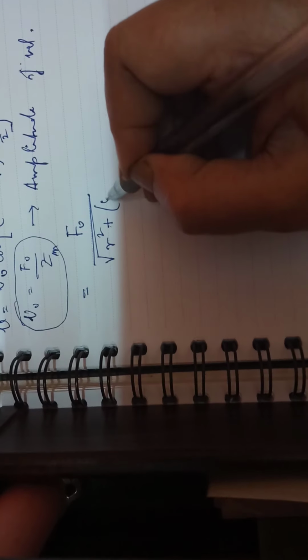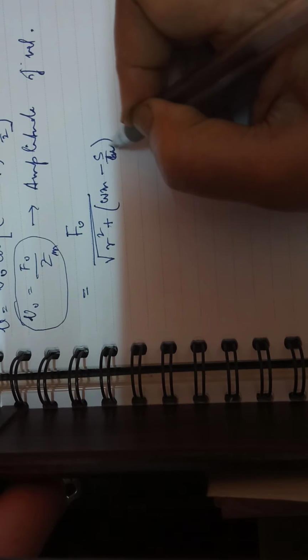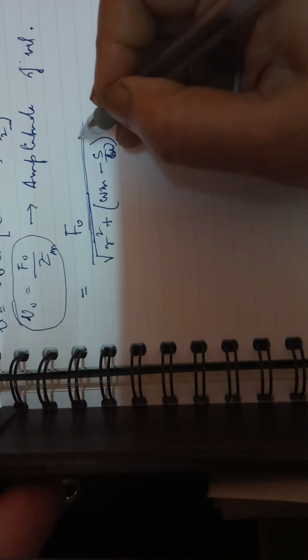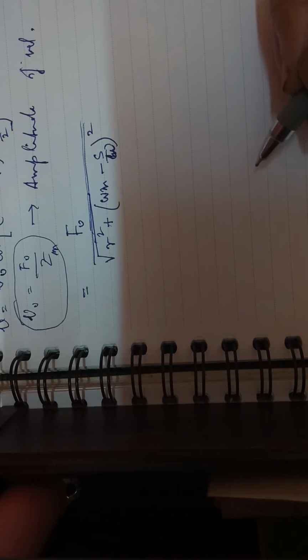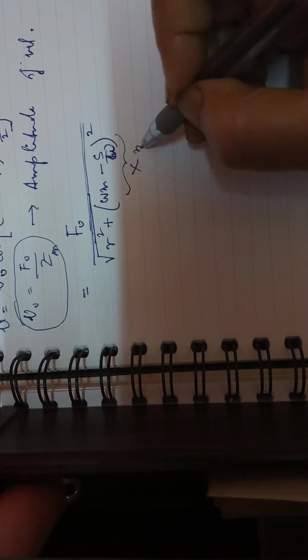Okay, so what is it? The amplitude of velocity is equal to F0 divided by Zm, isn't it? That is F0 divided by the square root of r square plus (omega m minus s by omega) whole square, isn't it? All right, so here omega m minus s by omega, we can call it as xm.